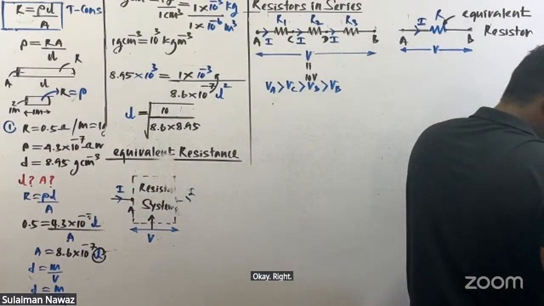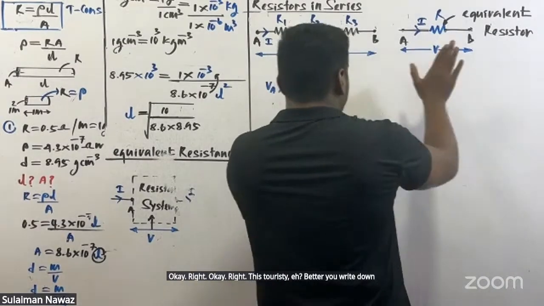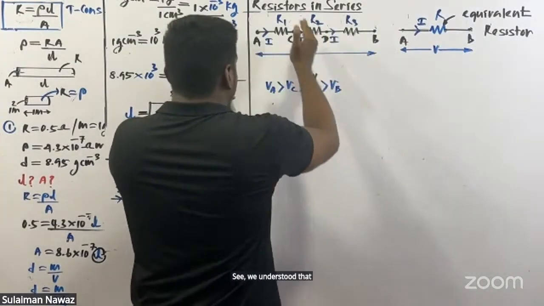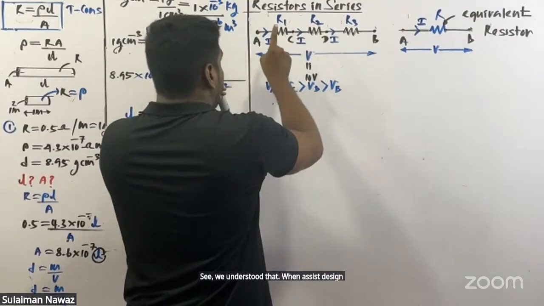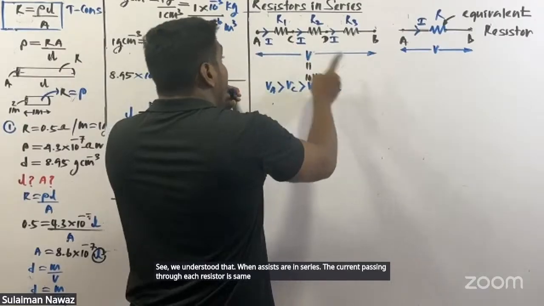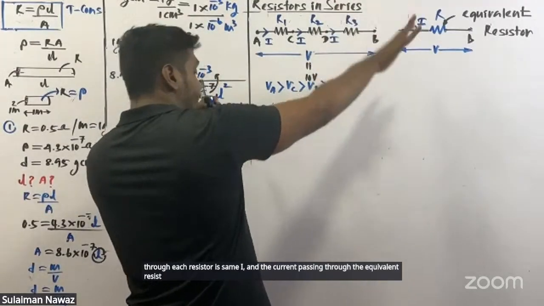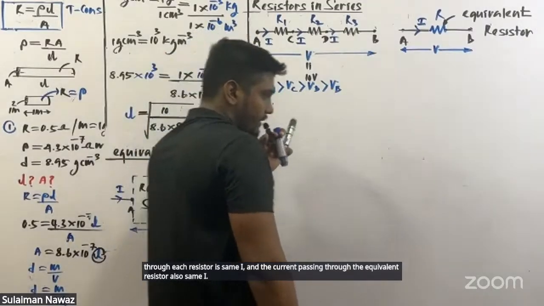This story is clear. Better you write down this story nicely. We understood that when resistors are in series, the current passing through each resistor is the same I, and the current passing through the equivalent resistor is also the same I.